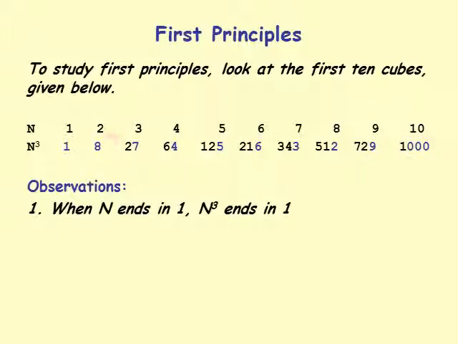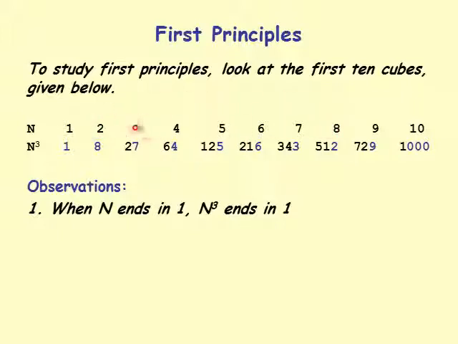Okay. When n ends in 2, its cube ends in 8. And when n ends in 8, its cube ends in 2. So look at the symmetry here: 2, 8, and 8, 2. 8 plus 2 is 10, and 2 plus 8 is 10.